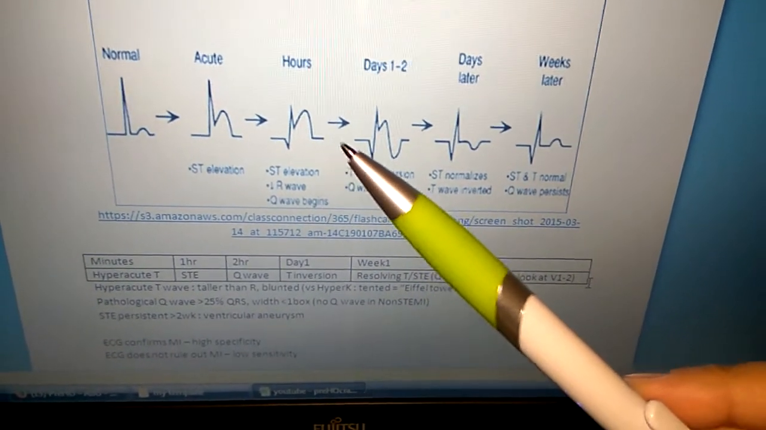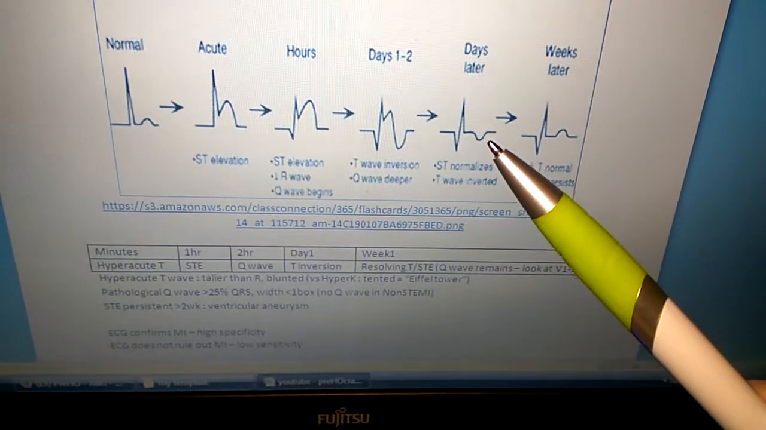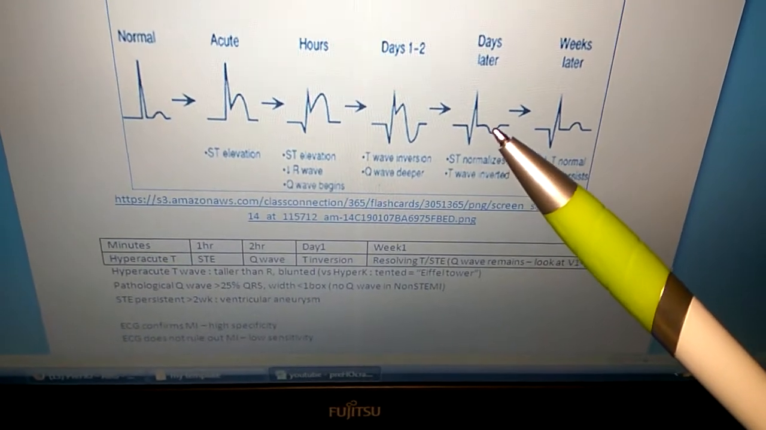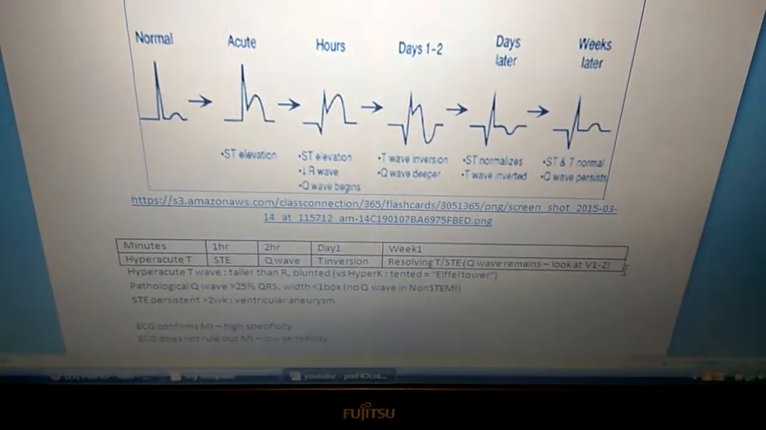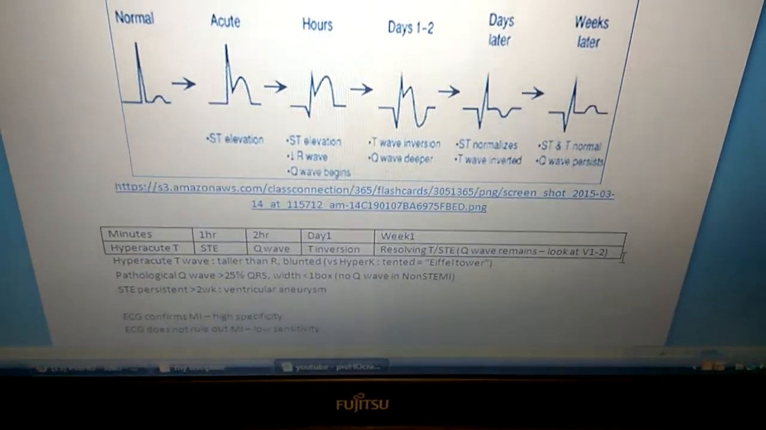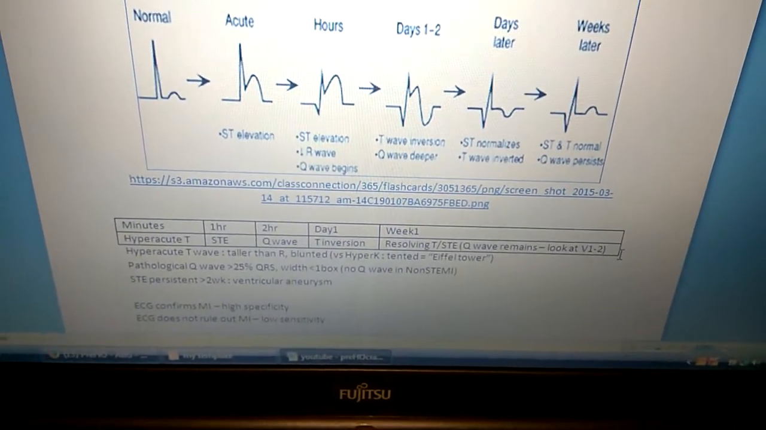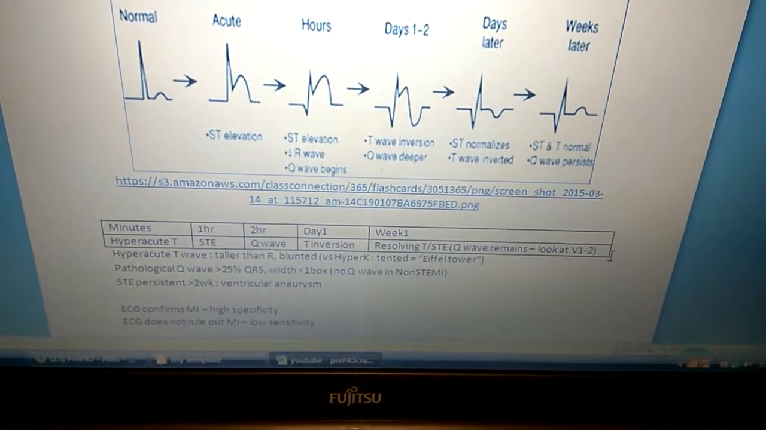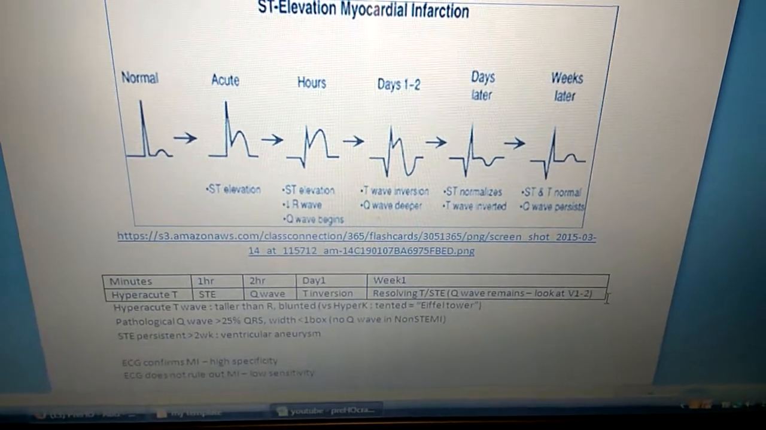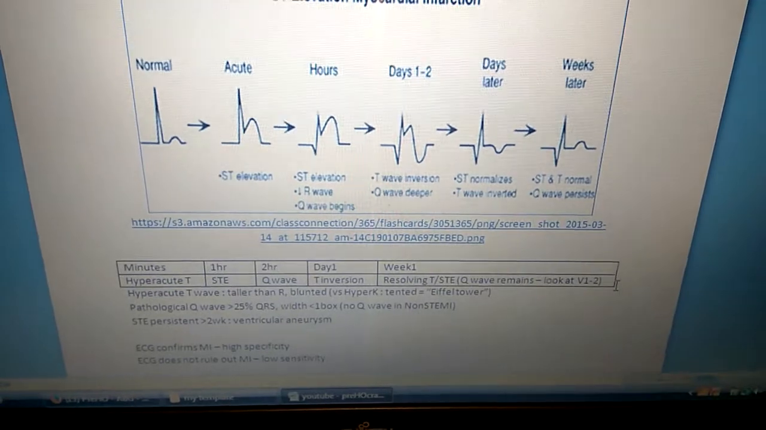After 1 day, only then we can see T inversion. And then the ST elevation and also T will be resolved, remaining Q wave. This one we can look at V1 and V2. Because normally in V1, V2 there is no Q wave. But in a patient who had STEMI, there's a pathological Q wave in V1 and V2.